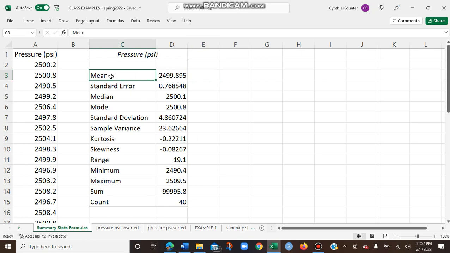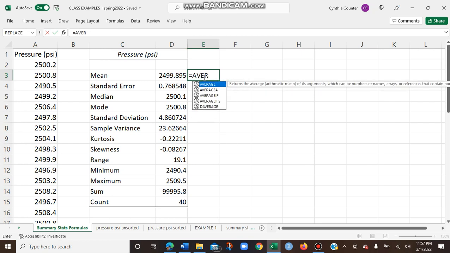And we can see that the first output is the mean. Well, the mean is the average. It is the arithmetic mean, the average, what you get when you add all the data values together and divide by how many you have. The Excel formula for that is AVERAGE.